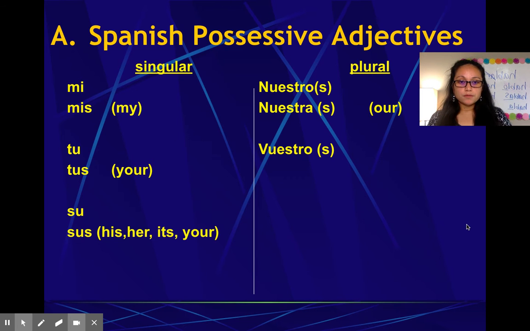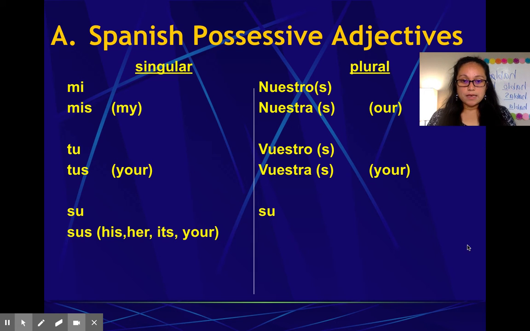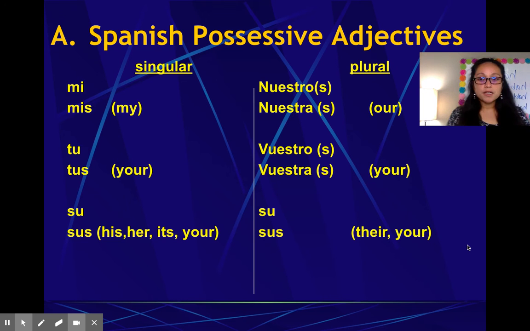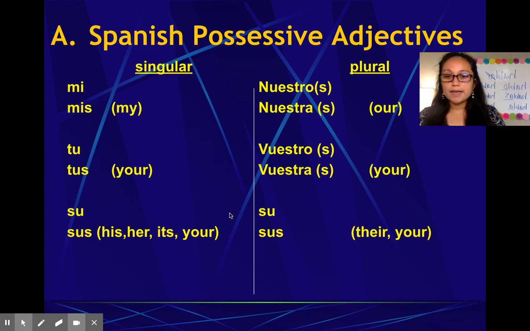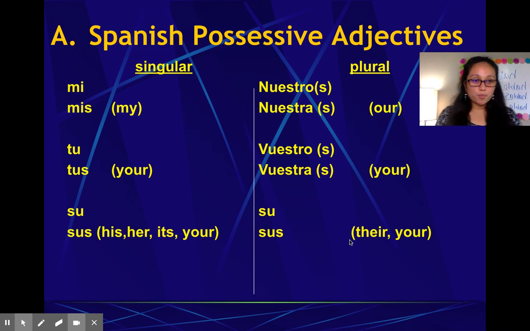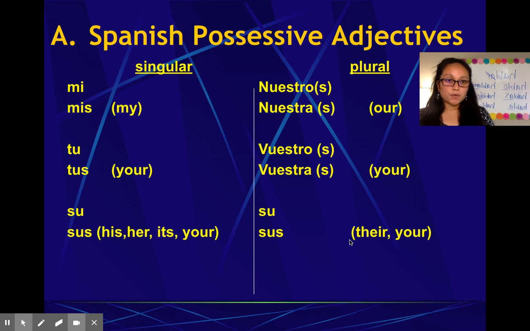Vuestro or vuestros. Vuestra y vuestras means your. And then su and sus also means their. So chicos, I want you to take a look at su. Su, sus means his, her, its, your, or their. For this, when we practice more, it's really going to depend on the context, okay?